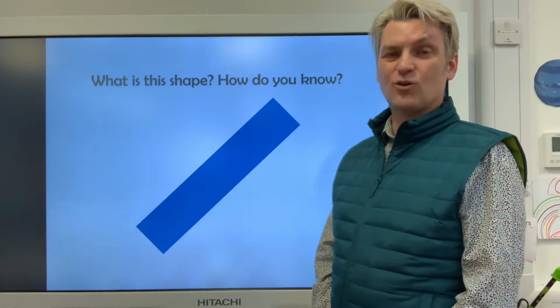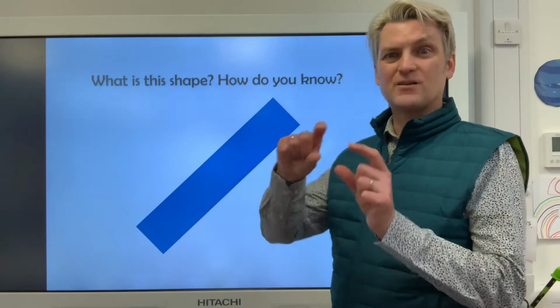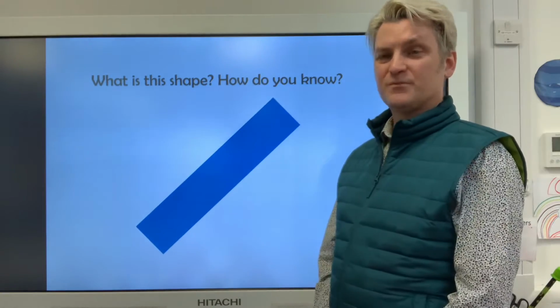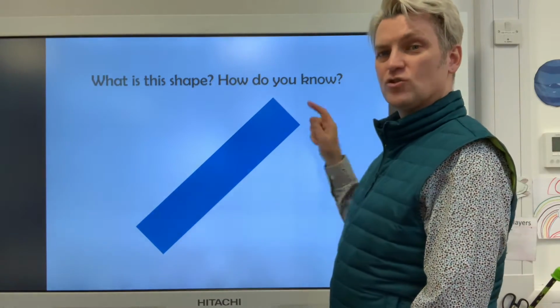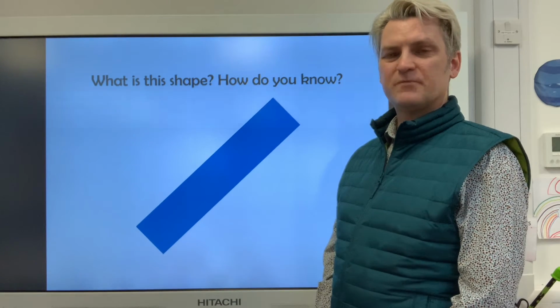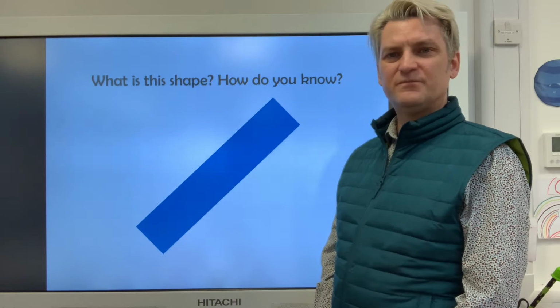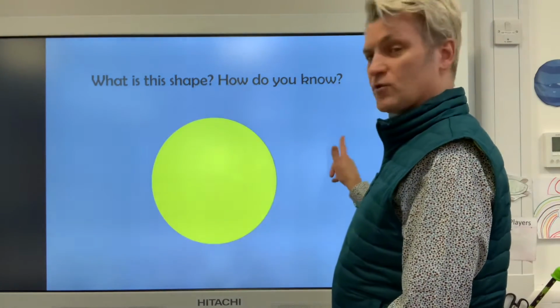But we like to call it an oblong at school, don't we? Because it helps us remember, because it's a long shape. Remember, 2 long sides and 2 short sides. And remember, it's the opposite sides, isn't it? How many corners? 4 corners. Well done.